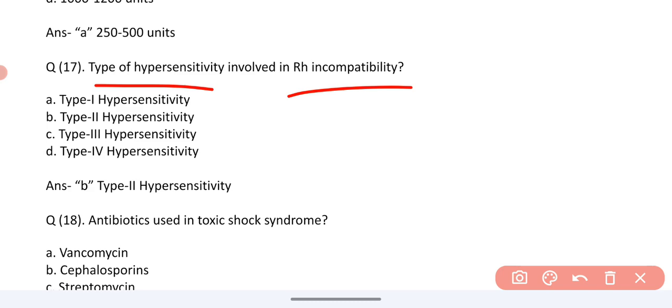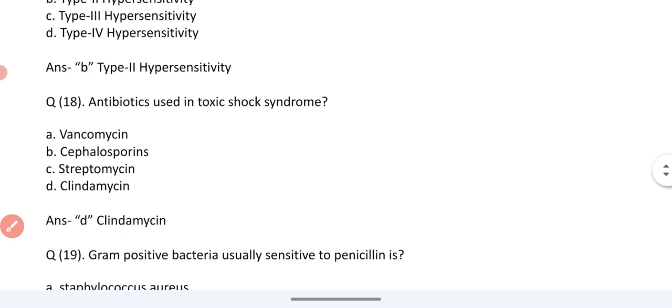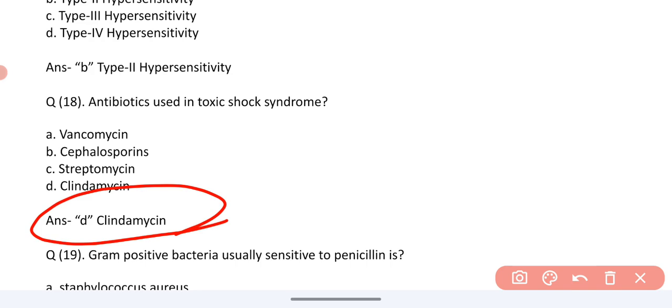The next one is question number 18. Antibiotic used in toxic shock syndrome. It is a direct question. It will take you to the option antibiotic clindamycin. Option D is the right one.